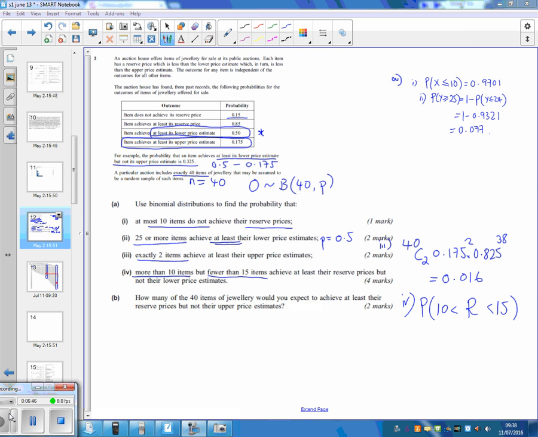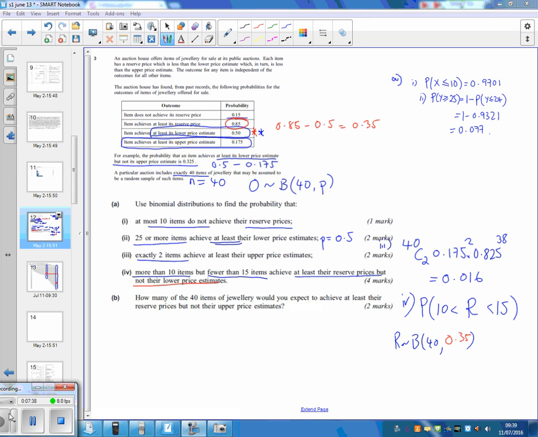So what is R? So R is at least the reserve price. So R is distributed binomially, 40 items. What is the probability? It's what I'm thinking about now. So at least the reserve price. So look at that, that's 0.85. But not the lower price estimate. So not this one here. So what's between those two? Well, if I took one away from the other, I'm going to get 0.35. So that's going to be what I'm going to use for this one. 0.85 take away 0.5, 0.35, that's the probability that I need to use in this case.